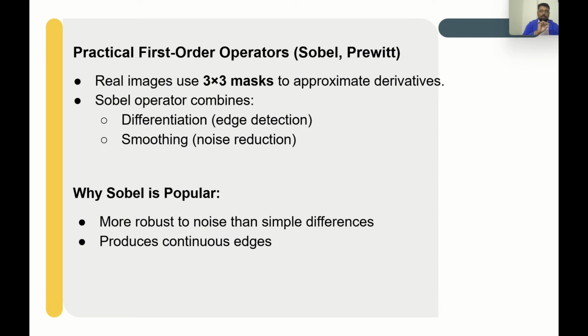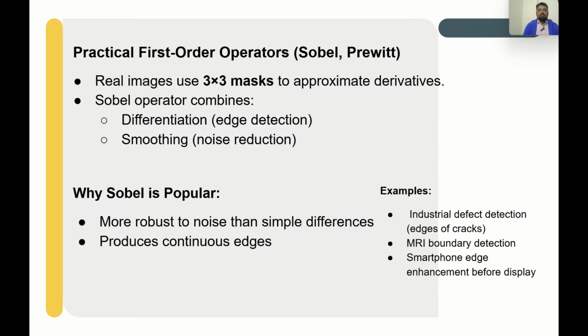It means that if any edge is identified, the complete structure will be completed. For example, if a circle is drawn, the circle will be completed. It won't be broken. So examples are industrial defect detection, MRI boundary detection, and smartphone edge detection enhancement before display. So you can see like this, Sobel will give you the edge output.